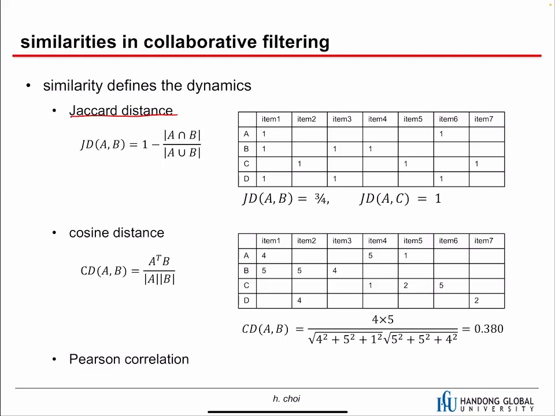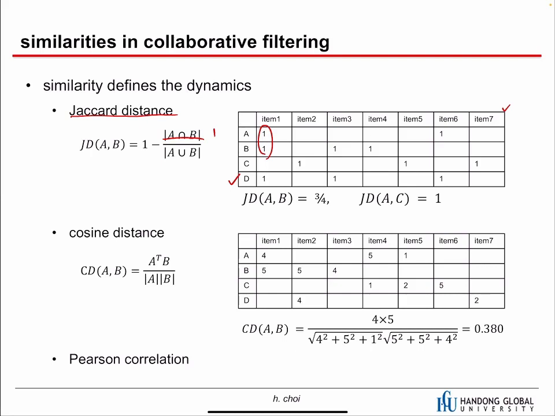Okay, so let me give you an example of this Jaccard distance with this table. We have 7 items and 4 users, and let's calculate the distance between A and B. Let's check the intersection. We have one item that A and B both like. That is 1.